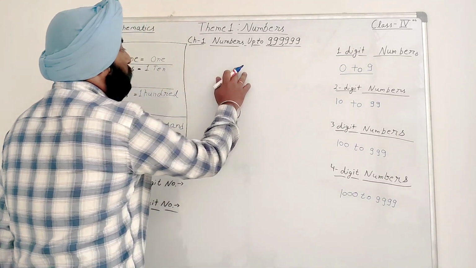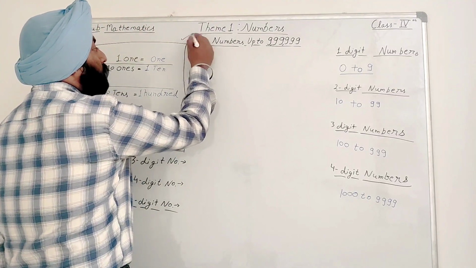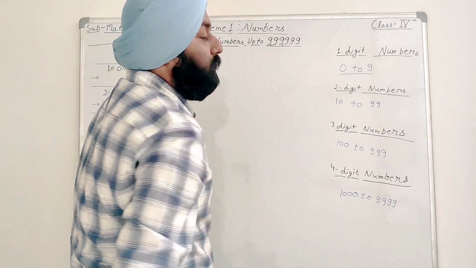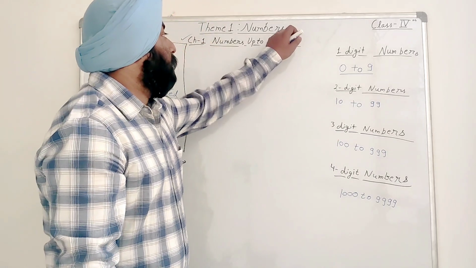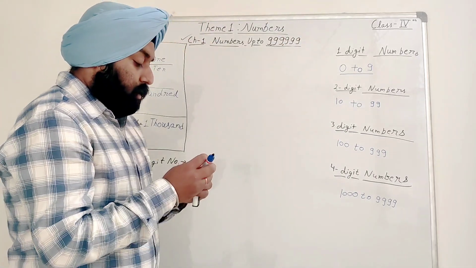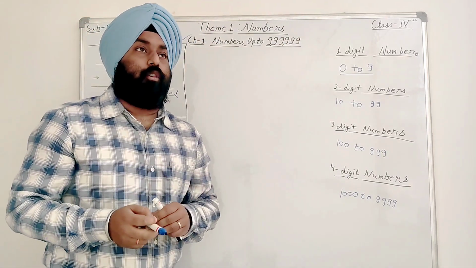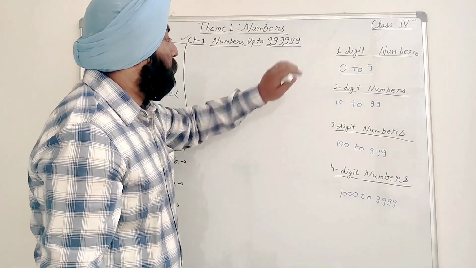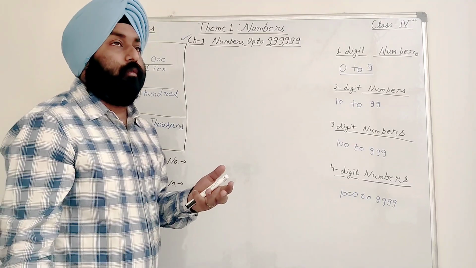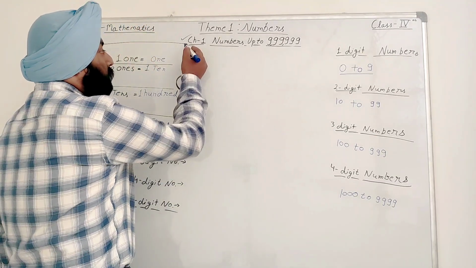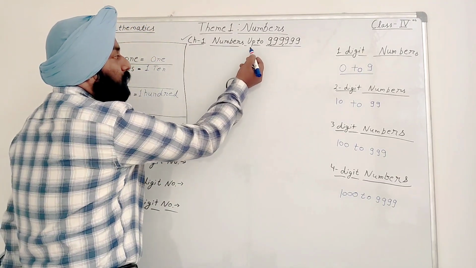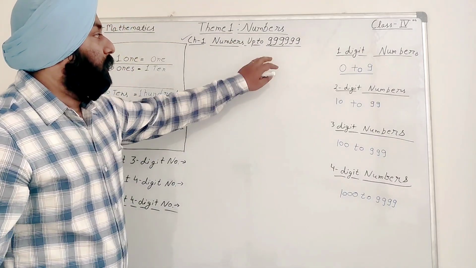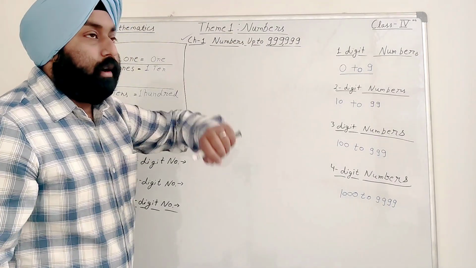Our first chapter is numbers up to 9,99,999. Theme is numbers. From nursery onwards, we start reading numbers from 1, 2, 3, 4, and in class 4th we will study numbers up to 9,99,999.